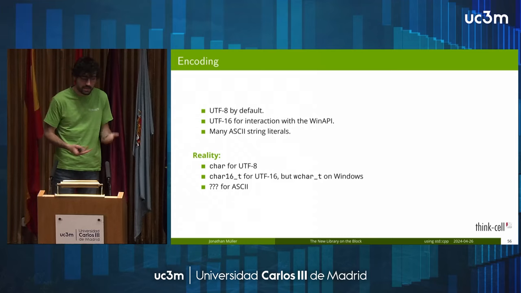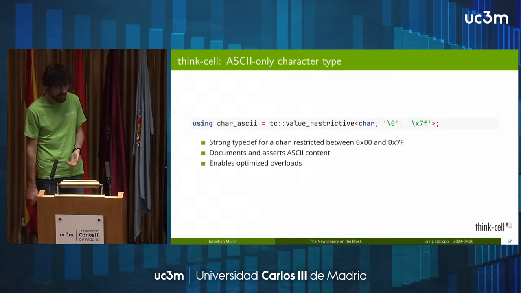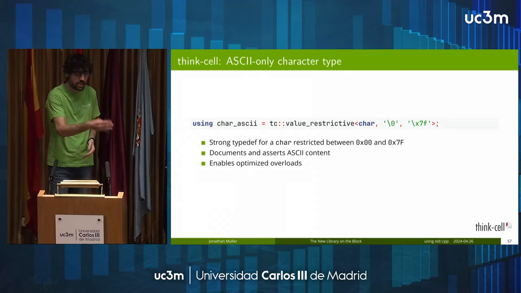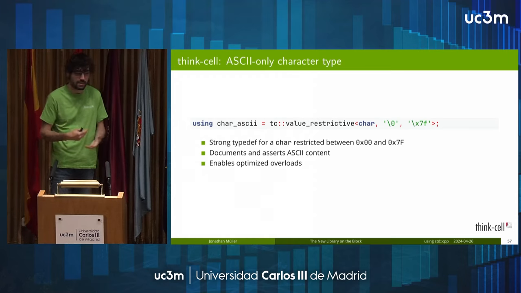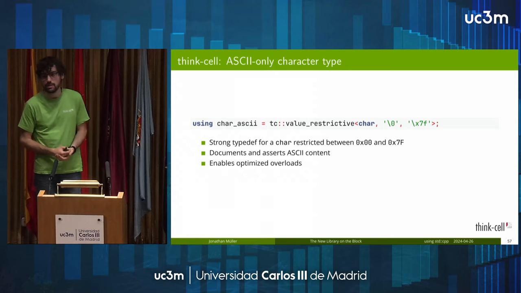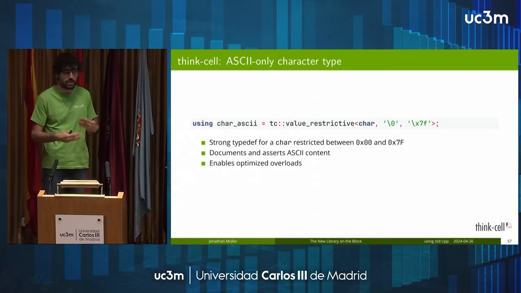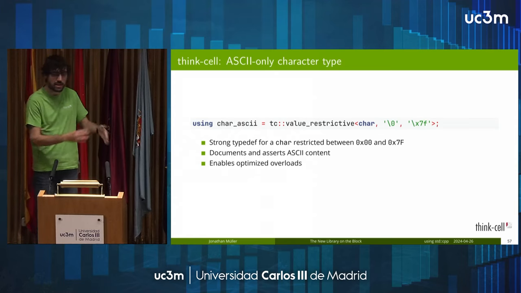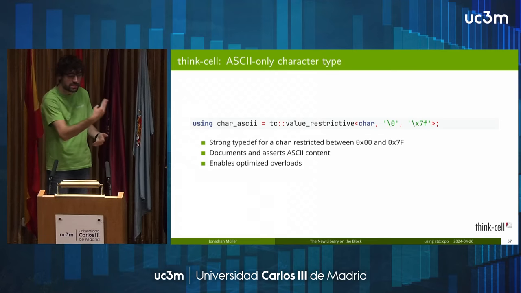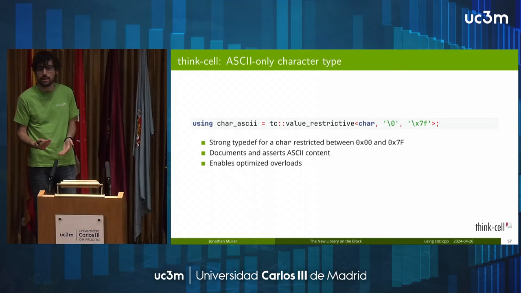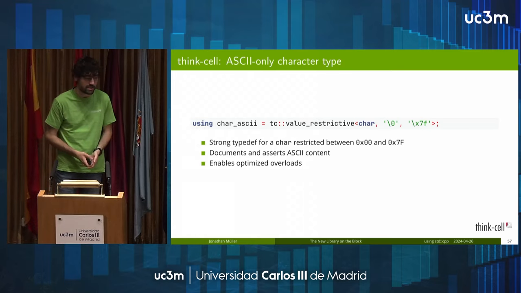We want to have a separate type for ASCII, so we added one. char_ascii is simply a char between 0 and 7F. This is a strong typedef, both for documentation, and it also does runtime checks to ensure that it's only ASCII. It also enables optimized overloads. A bunch of Unicode algorithms, like transcoding, are trivial on ASCII-only input. So when we've got an ASCII string literal, we know that it's char_ascii, we see this character type, and then we don't need to do anything special. So there's a bunch of optimizations for that.